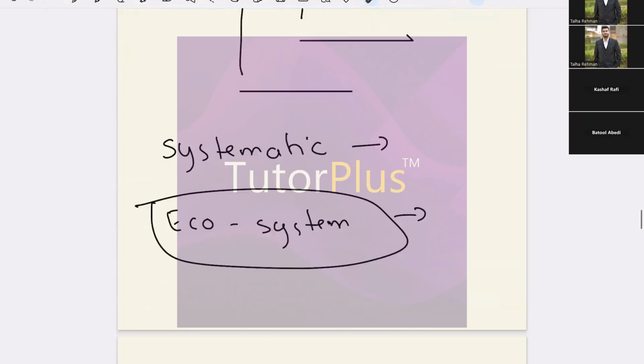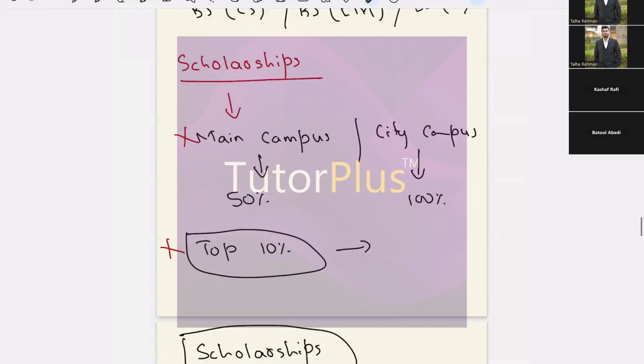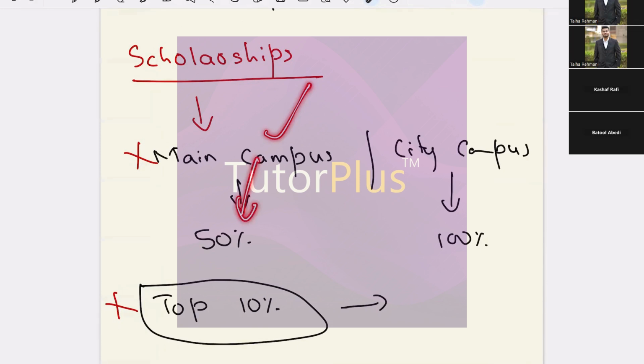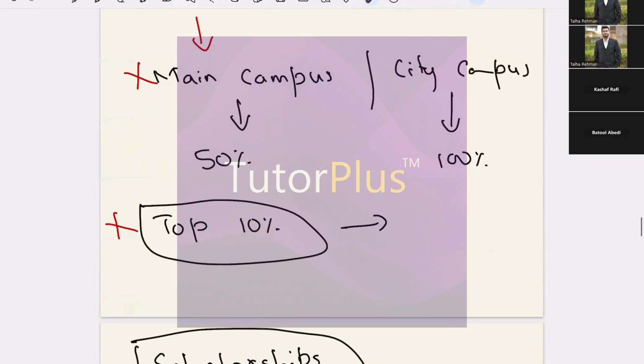Also, this is a very common question that I'm asked very often. Regardless of the program that you're applying to, please notice, I would like to address this before, because once again, many people have misconceptions about the scholarship as well. So previously, anybody who would go to the main campus of IBA would get a 50% scholarship, and the people who would go to the city campus had to pay 100% of the fee. But it wasn't your choice whether you would go to the main campus or the city campus. The top 50% of the people would go to the main campus, and the bottom 50% of the students would go to the city campus.